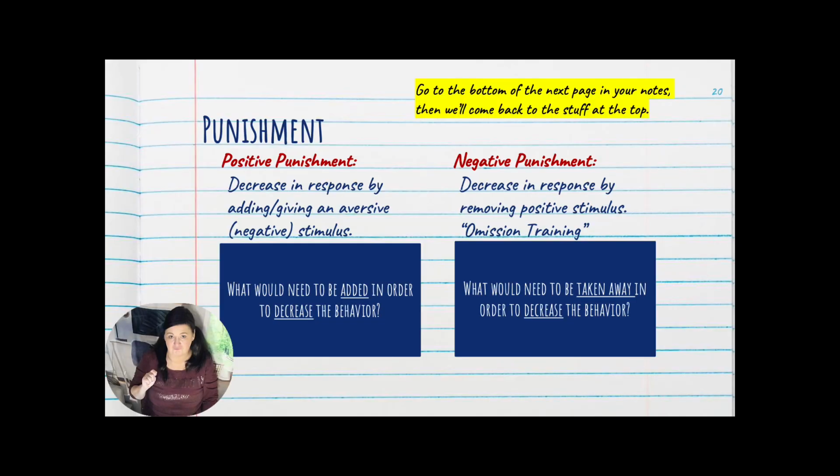Okay? I want you to skip part of your notes for a minute and go to the next page of your notes on the very bottom. Okay, we're going to come back to the stuff on the top in a little bit. For some of you, we went over this in class already. So positive and negative punishment, the bottom of page 12.